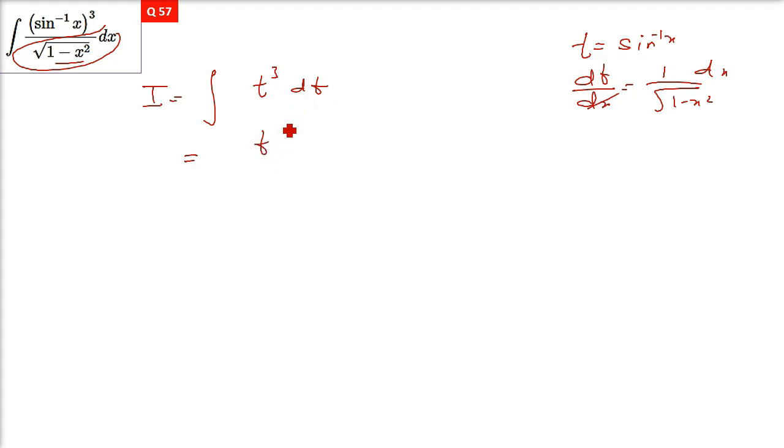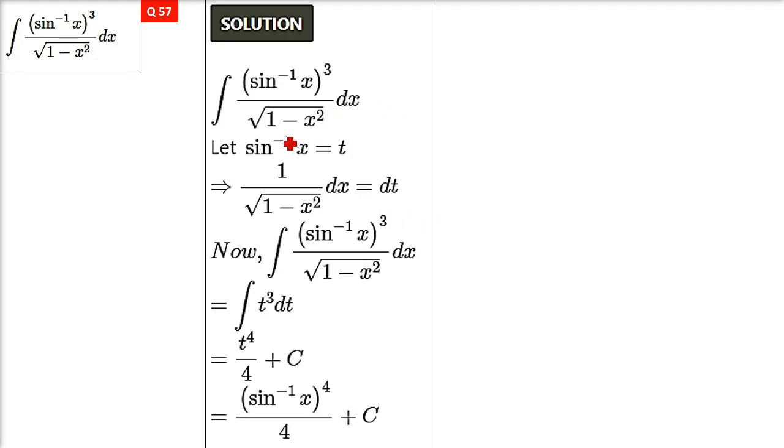So this will be t raised power 4 by 4, x to the power n plus 1 by n plus 1 formula I have used, plus constant of integration. In place of t, just write (sine inverse x) to the power 4 divided by 4 plus constant of integration. That's your final result. Now this is a very straightforward question. You can just try it by yourself also.